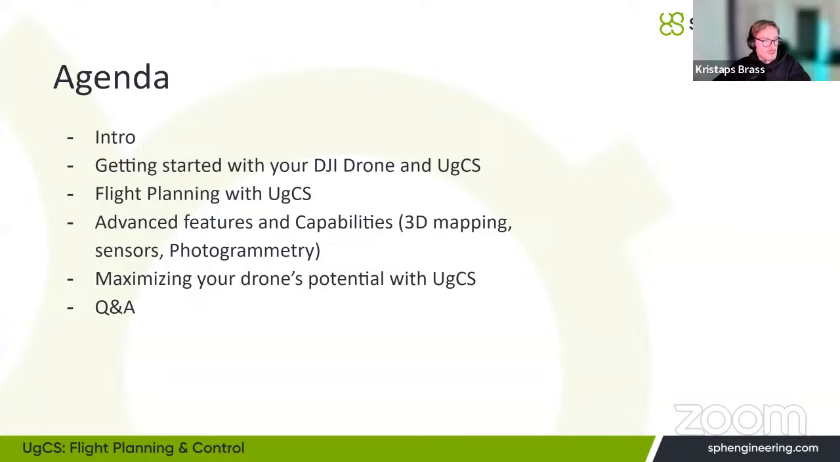So initially, a bit about the agenda. We'll have a short intro, and that's what I'm doing already now. Then we'll talk about getting started with your DJI drone and UgCS: different ways you can use them, how you can connect, and so on. We'll get into the flight planning itself, of course. I'll try to make it interesting both for people who are new to UgCS and for more experienced pilots who might want to discover something new. And we can talk in general about how you can maximize your drone's potential with UgCS.